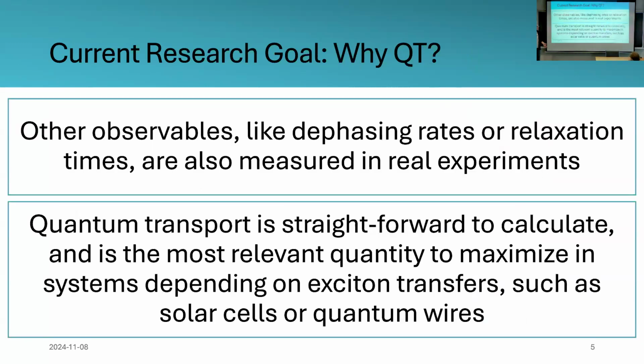So I'm optimizing quantum transport because that is the most relevant quantity to calculate for experiments or simulations or devices where you're interested in energy transfer or exciton transfer. But there are other quantities that I could have also used that would be also easily optimized with the same procedures I'm about to explain, like dephasing rates or charge transfer or heat transfer. Anything that can be measured in real experiments, in theory, this would apply to too, but I'm choosing quantum transport.